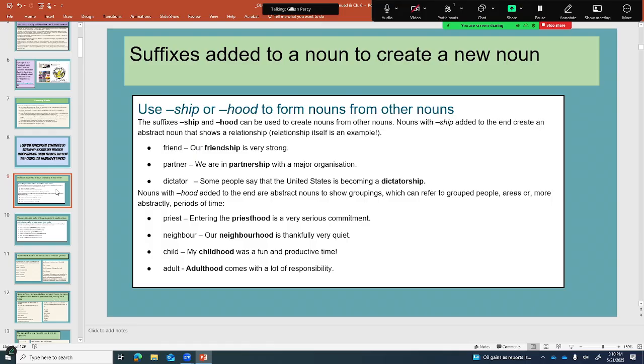And then hood. We can add hood to the end of a noun to show groupings of things. Might be groups of people, groups of areas, or even periods of time. So with priest, we can add hood and it becomes priesthood. Like entering the priesthood is a very serious commitment. Neighbor. Our neighborhood is thankfully very quiet. So the place where all the neighbors are gathered, right? Child and childhood. My childhood was a fun and productive time. The grouping of a period of time of our childhood. Same thing for adult. Adulthood comes with a lot of responsibility.